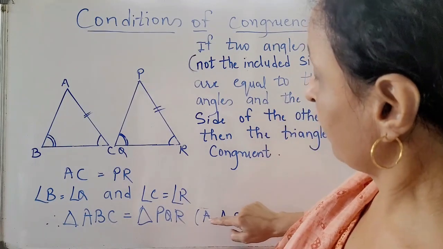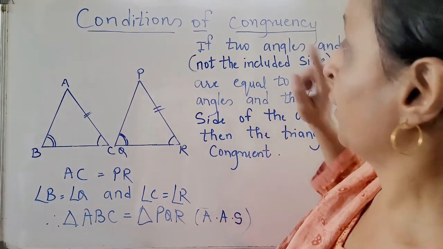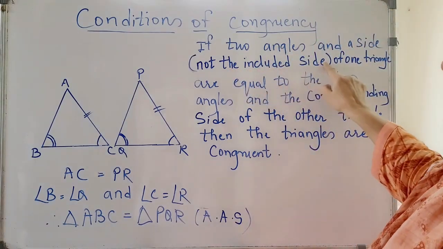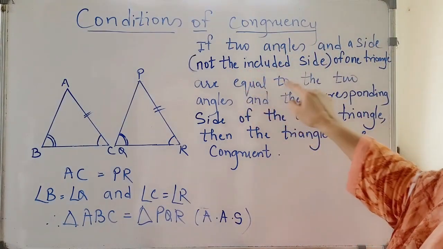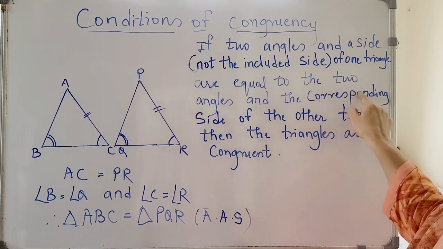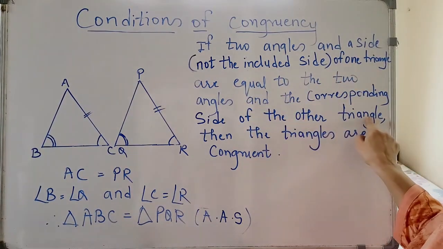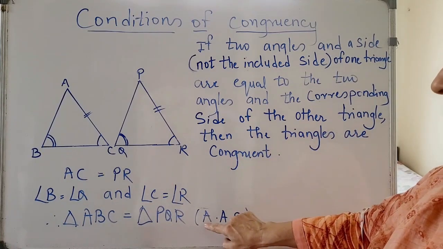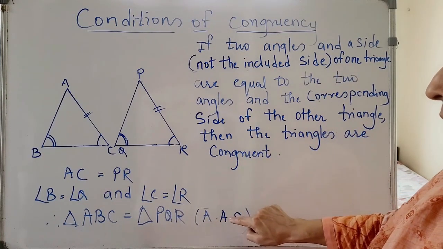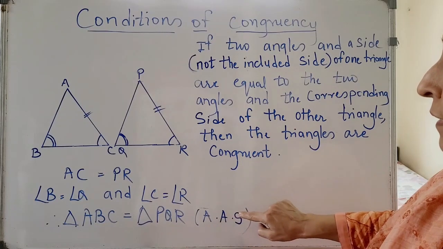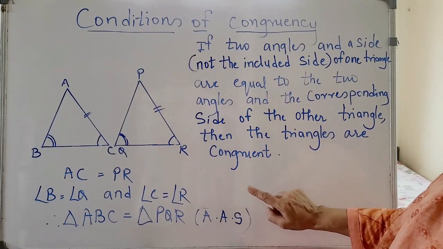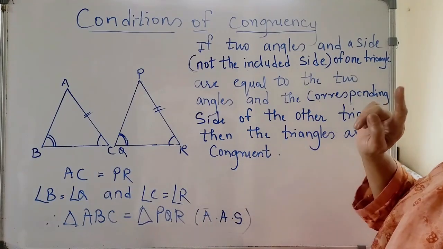That is angle, angle, side. So if two angles and a side, not the included side of one triangle, are equal to the two angles and the corresponding side of the other triangle, then the triangles are congruent by AAS test, that is angle, angle and one side. So this is one of the conditions where the triangles are congruent.